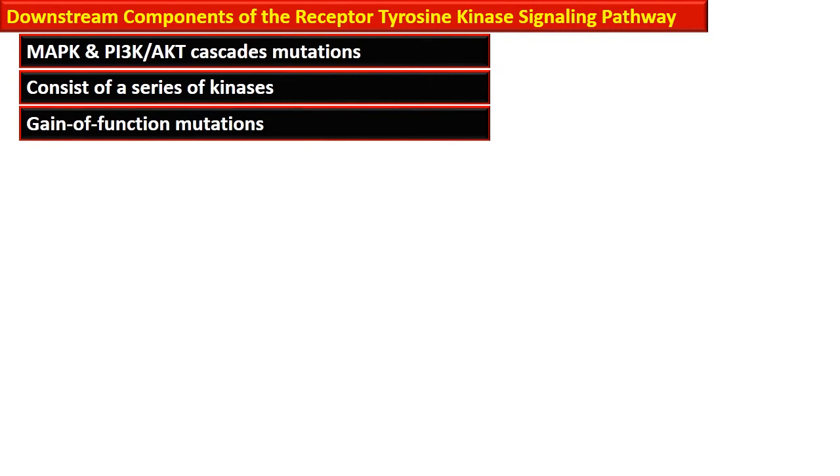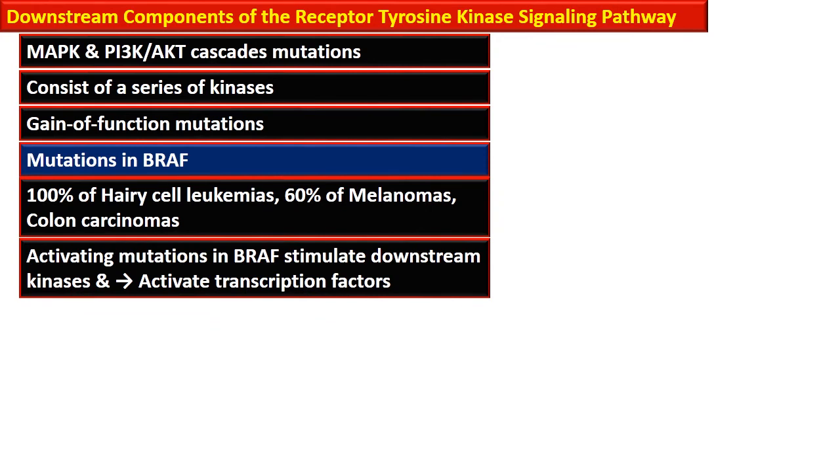presence of a series of kinases with gain of function mutations, and these gain of function mutations will result in phosphorylation and then the cellular proliferation. One of these is mutation in BRAF, that is, this BRAF stands for rapidly accelerating fibrosarcoma, and this BRAF gain of function mutation is seen in 100% of the hairy cell leukemia, 60% of the melanomas, and few other neoplasms including colonic carcinomas.